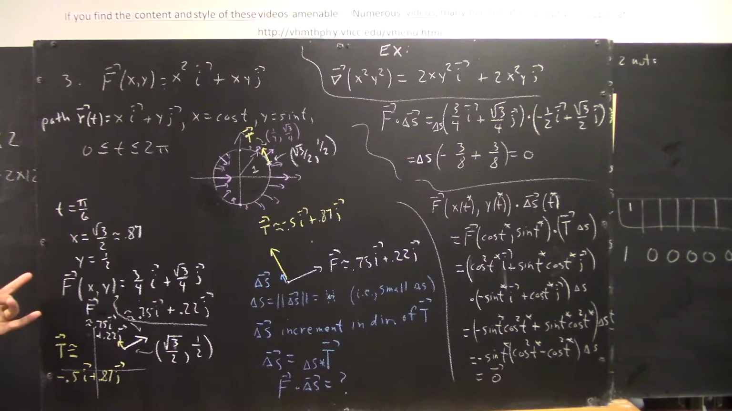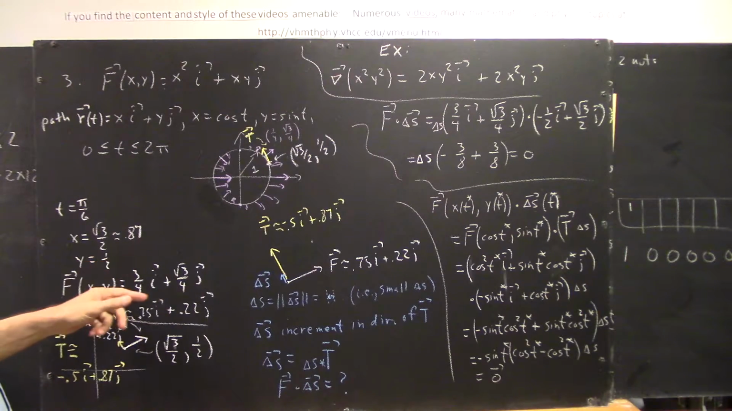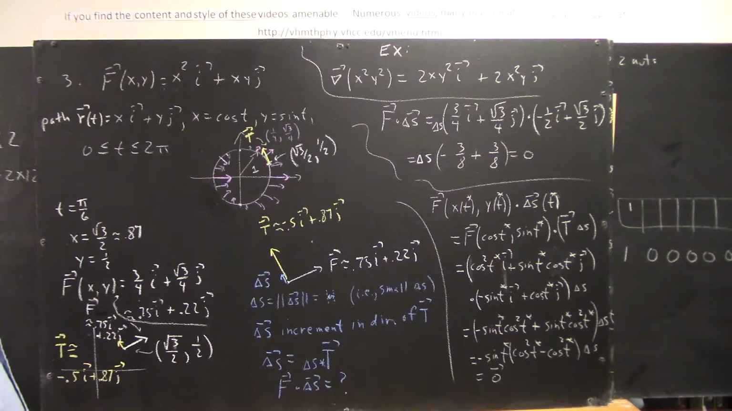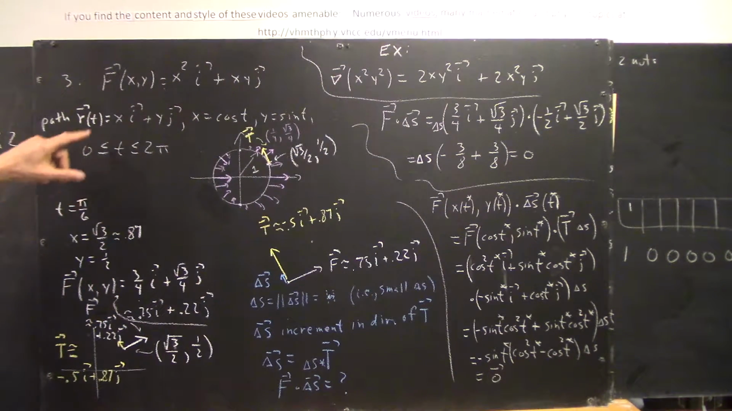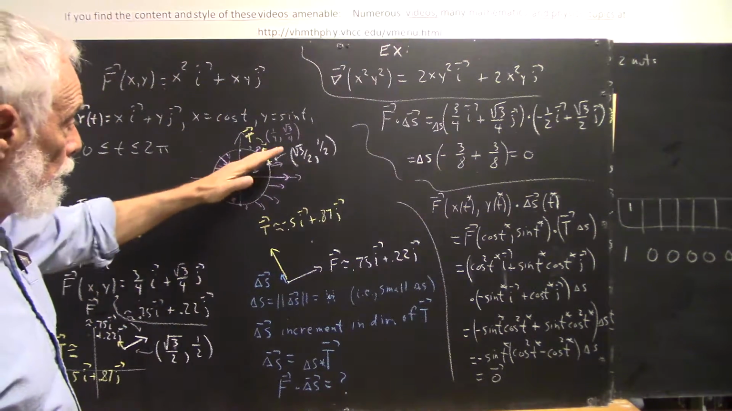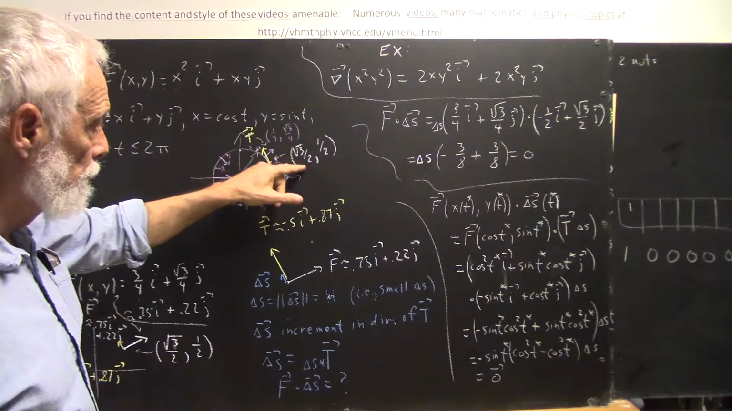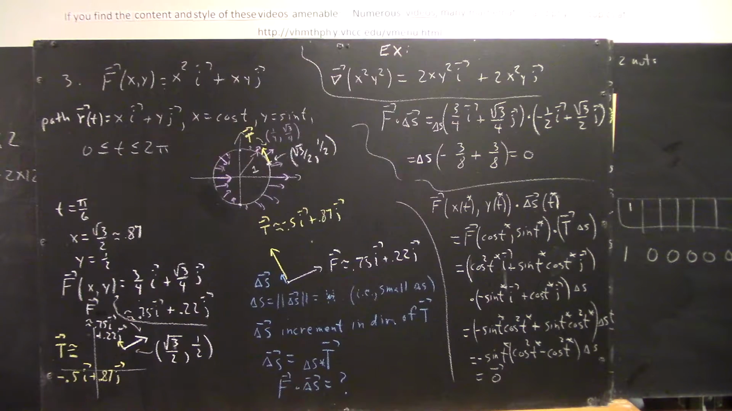Okay, then we plug these coordinates, the x and y, into our function f of x y, and I'm not going to tell you how it turns out. There's our x, there's our y. Plug them in here. You get 3/4 i plus the square root of 3 over 4 j. That's our f value. That's our vector at the point where t equals pi over 6 on this unit circle. So that's like here, at angle pi over 6. We come out, we get to this point, square root of 3 over 2, 1/2. And our value of f is this, which turns out to be 0.75i plus 0.22j.